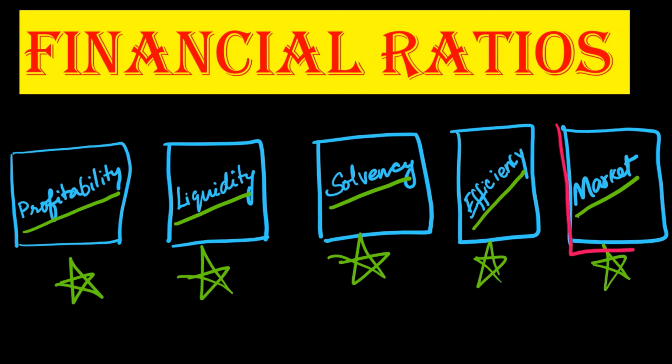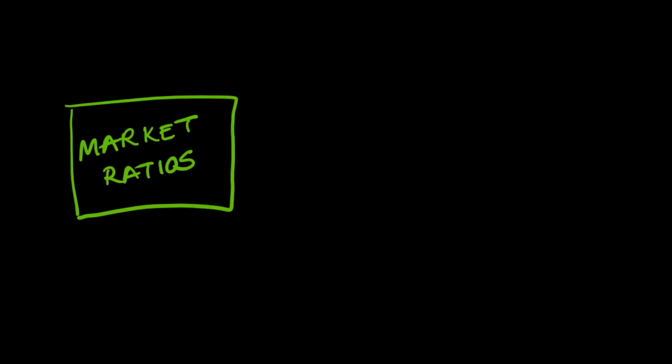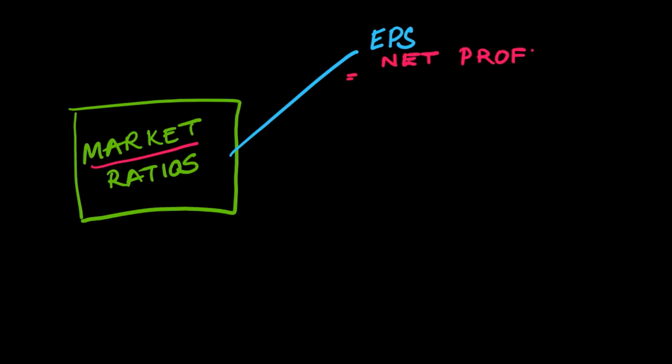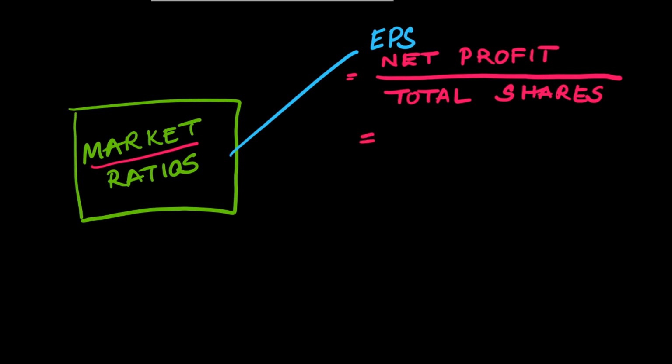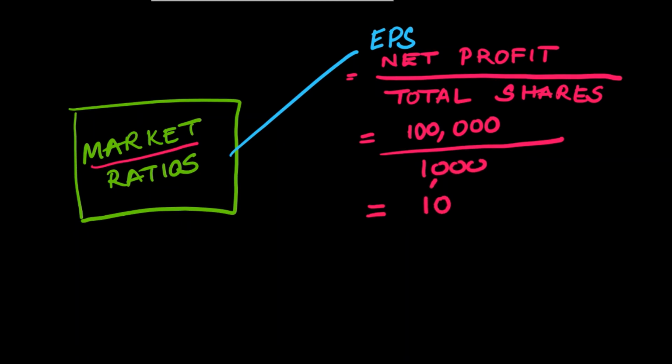Let's discuss the last section of the financial ratios, that is market ratios. Market ratios are pretty common. EPS tells us the net earnings of the company calculated for each share. Say the net profit is 100,000, the number of shares outstanding is 1000. EPS or earnings per share is 100.